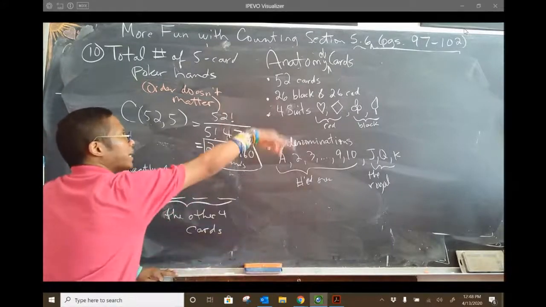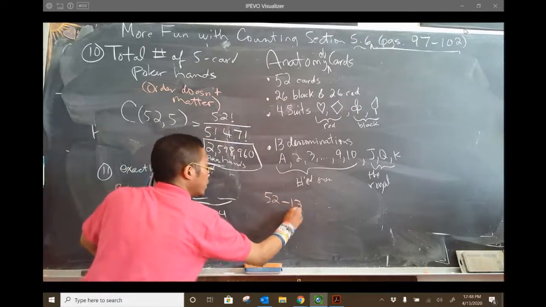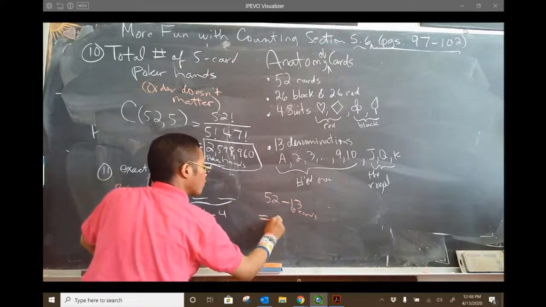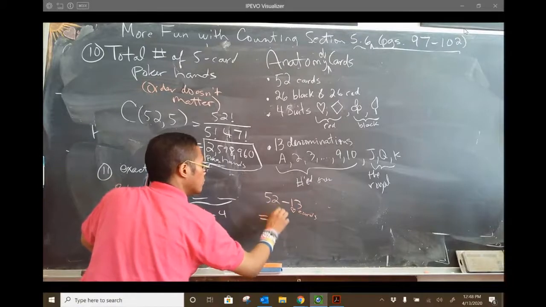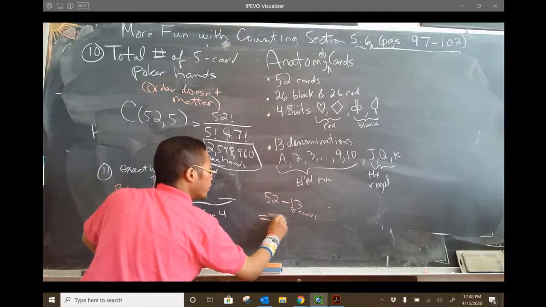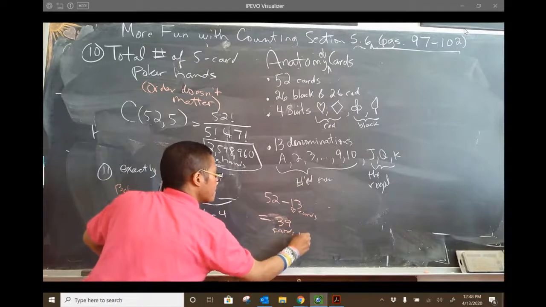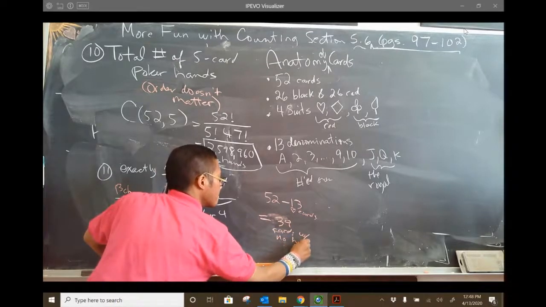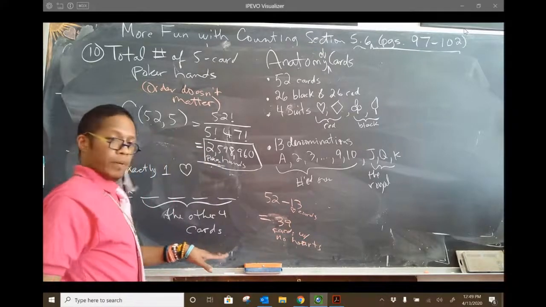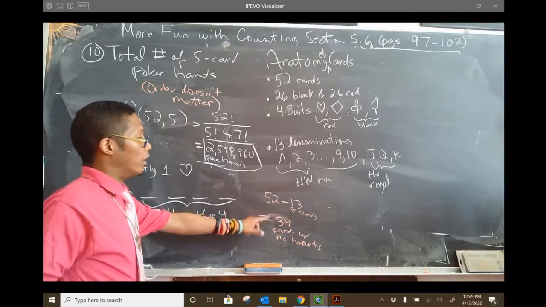Well, if I think about my deck of 52 cards, 52 minus 13 heart cards equals 39 heartless cards. Cards with no hearts. And if I subtract 13 from 52, I hope I get 39. So there's 39 cards that don't have hearts.